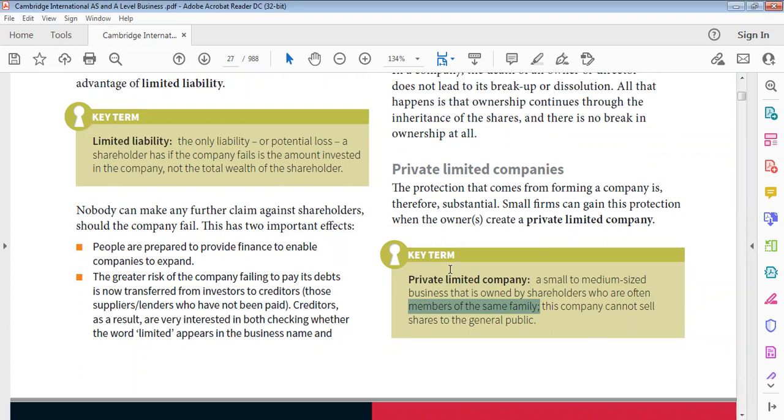But in a private limited company, the shareholders are members of the same family. That means there are no outsiders. For example, if Arif and I open a coaching business, we can only sell shares to our friends and relatives. We cannot sell our shares to you because you are not connected with us. You are not my family member or my friend, right? That's why it's called private. You only sell your shares to your private collection. Did you get it?